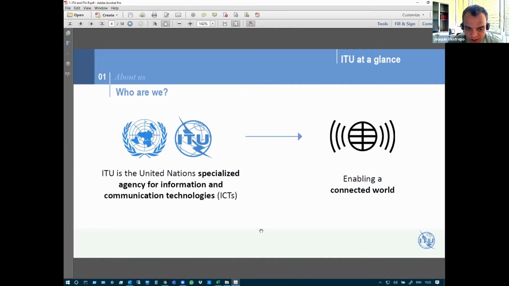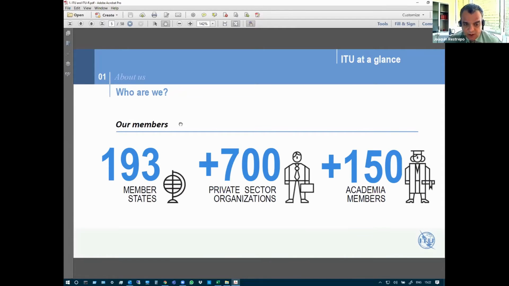Then we are ruled by the main principles of the United Nations Charter and also the rules about the working manners of these specialized agencies. We have 103 member states, but we are also joined by more than 700 organizations from the private sector, and now we have more than 150 academia members.